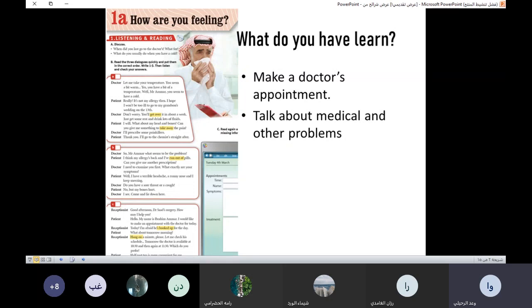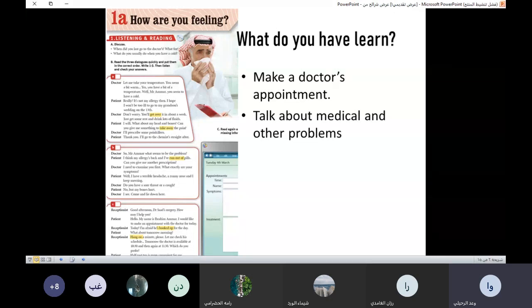You're going to say your name first, and then you're going to name the doctor that you want, and then you will use some of the vocabulary that tells you if he is booked up or not, if there is a free time in his schedule or not. So it's very important for you to know how to make a doctor's appointment. Number 2 is talk about medical and other problems.